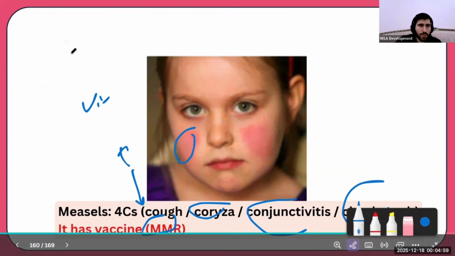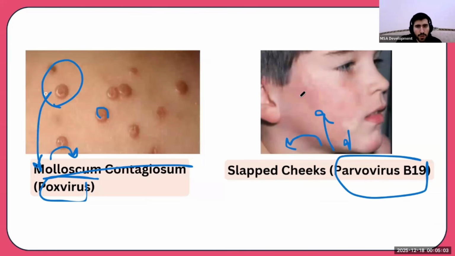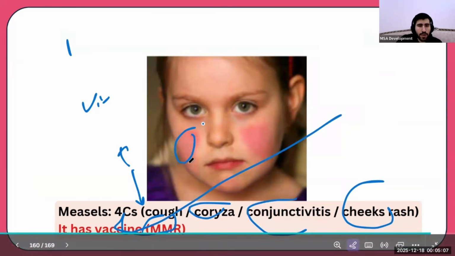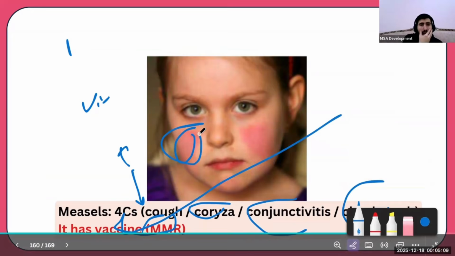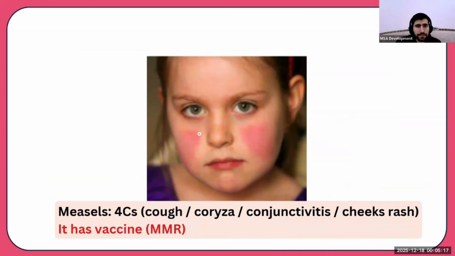They brought you a question: which of the following will have a vaccine? And they bring you molluscum contagiosum, parvovirus, and measles. You choose measles. So the slap cheek appearance is similar to malar rash, which is in SLE, or in parvovirus, or in measles if it comes with cough, coryza, and conjunctivitis.